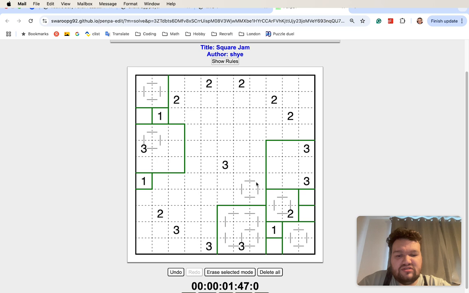Those two are in the same square, those two are in the same square, and it is a 2 by 2. Those are 1 by 1, this 2 in the corner means this is a 2 by 2, another 2 in the corner.